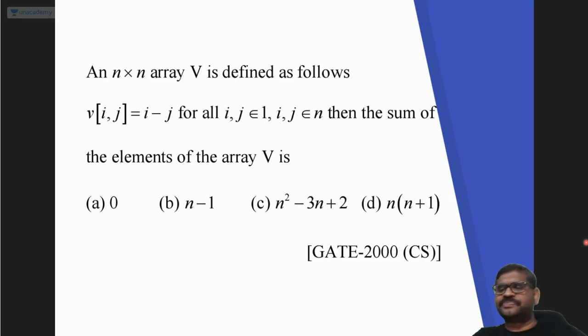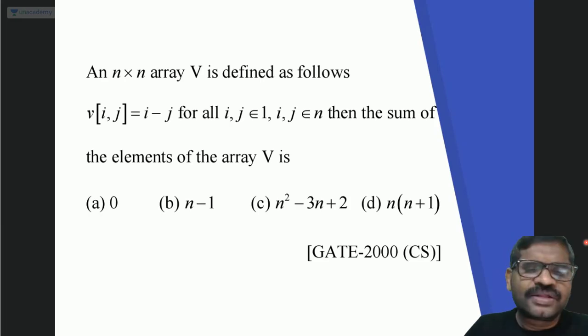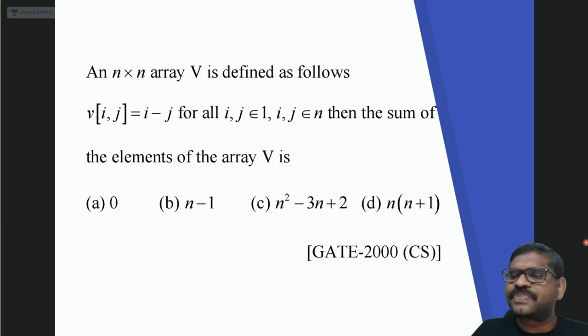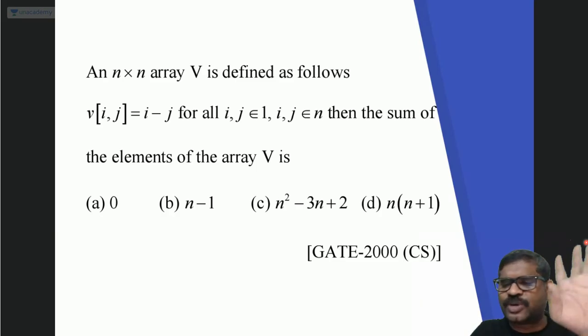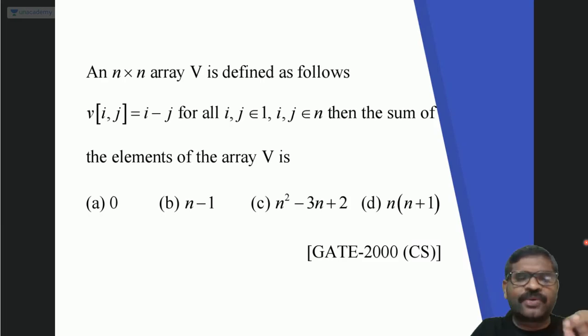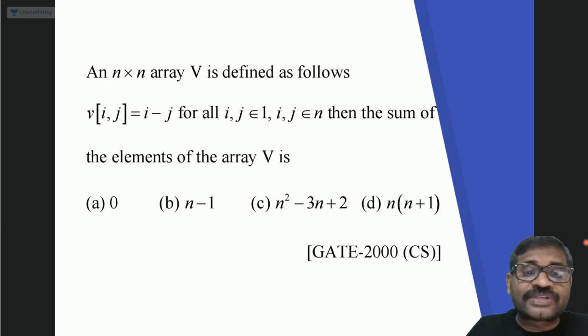Next problem. Observe here. An n cross n array V is defined as follows. V ij equal to i minus j for all i, j. Janaki, whether 3 matrices are given or 4 matrices are given, the logic is the 2 cross 2 logic only. mpn logic. Okay, now come here. An n cross n array V is defined as follows. V ij equal to i minus j for all i, j.